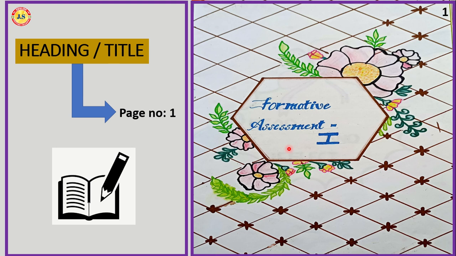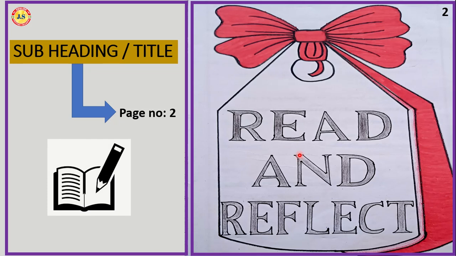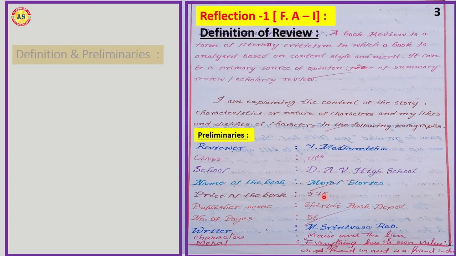After completion of the first page, you can go to the second page. Here you can ask your children to write read and reflect as the subheading on page number 2. You can ask the children to draw the four sides colorfully, and the title read and reflect should be written. Then move to the third page.